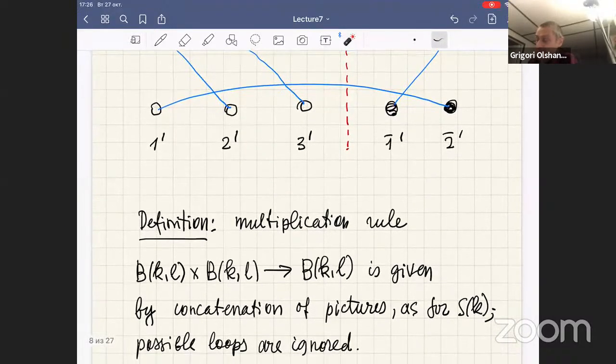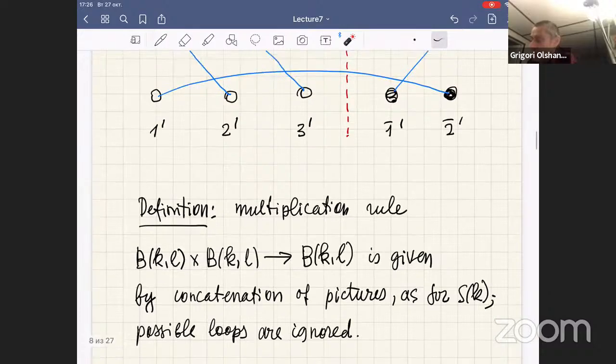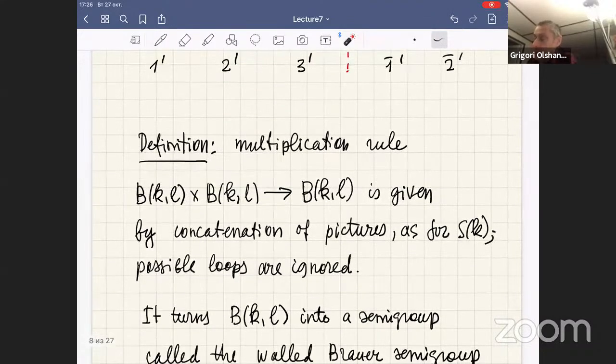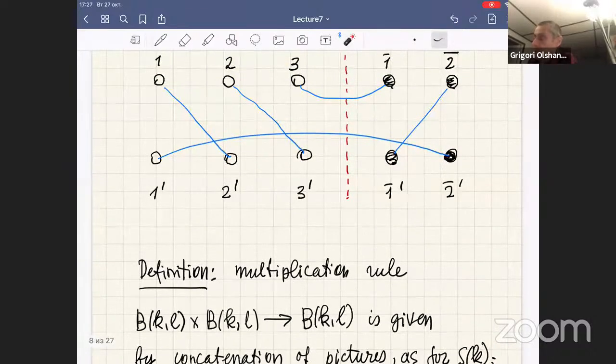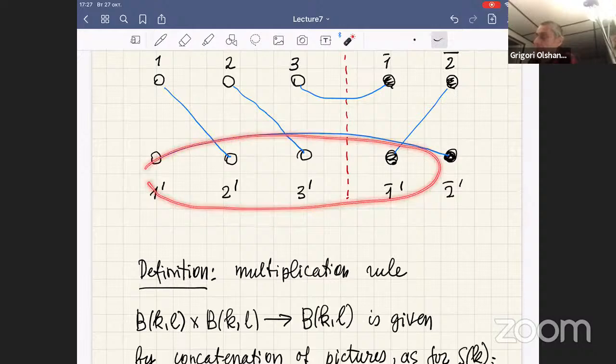So we concatenate, and this is an exercise: after concatenation, we get another picture of the same type, but with possible loops. There are possible loops which can arise from this horizontal edge. So assume that we have here something like this, some edges. Then we get a loop. At this moment, we have to ignore these loops.